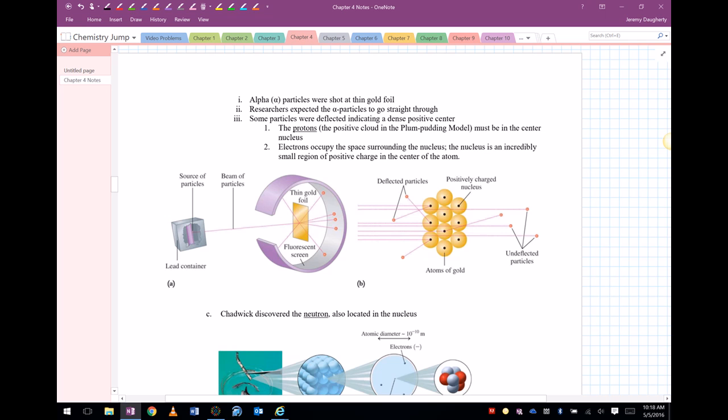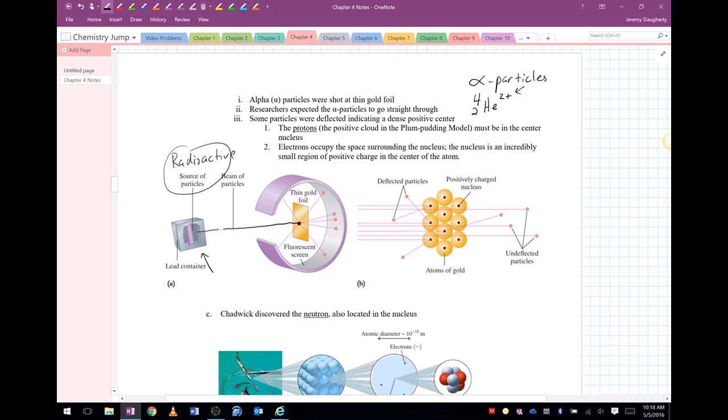So here's his experiment. He had a lead container, and inside that lead container there is a radioactive source of particles. That radioactive source gave off alpha particles. Now, alpha particles are basically helium atoms, just the nucleus though, no electrons. So that's how we get this 2+ charge there. They had it to where the alpha particles would come straight out, and then they would hit a piece of gold foil.